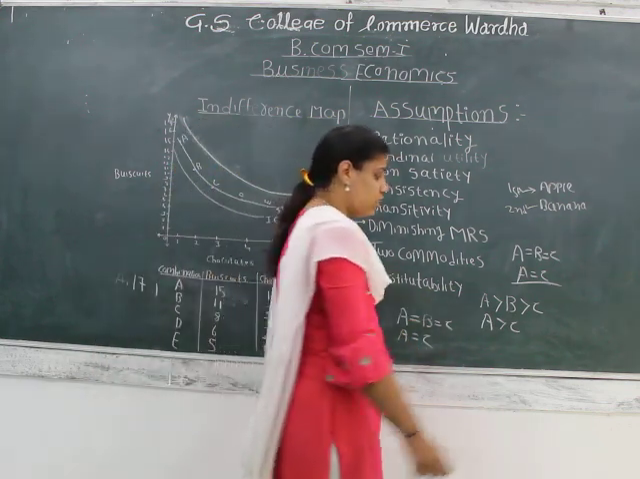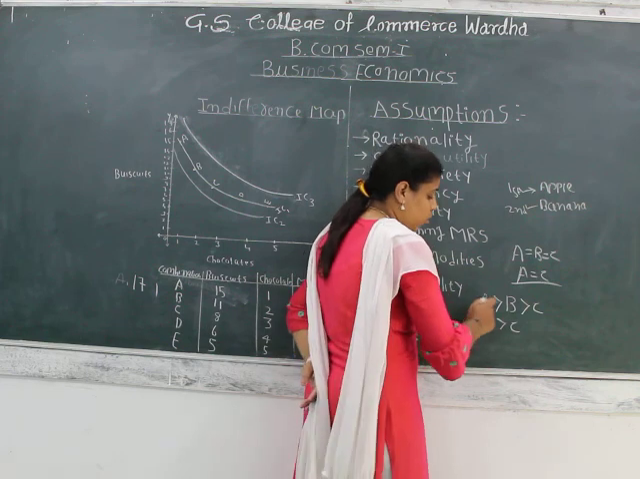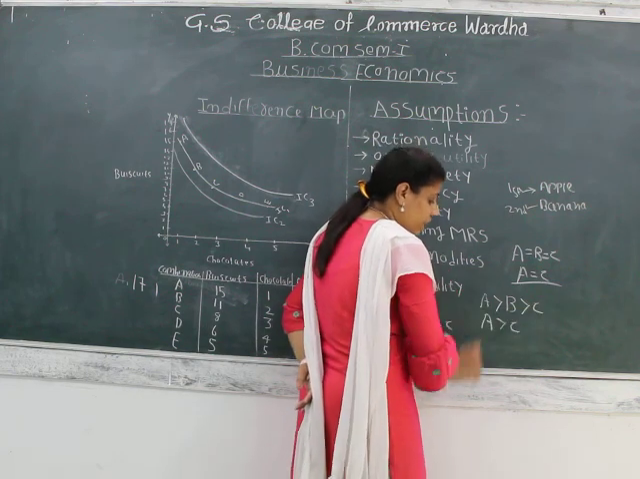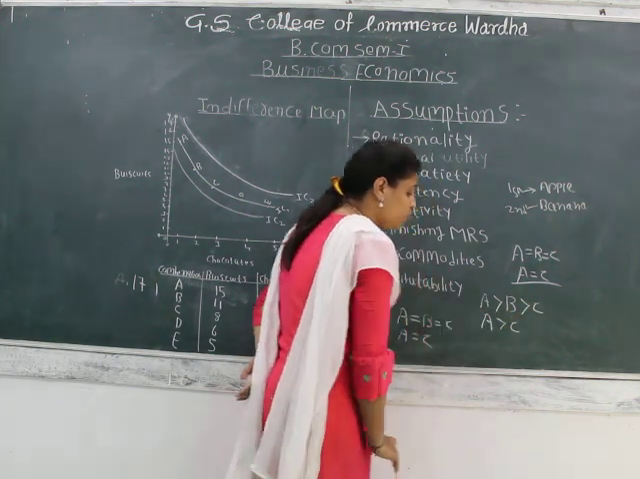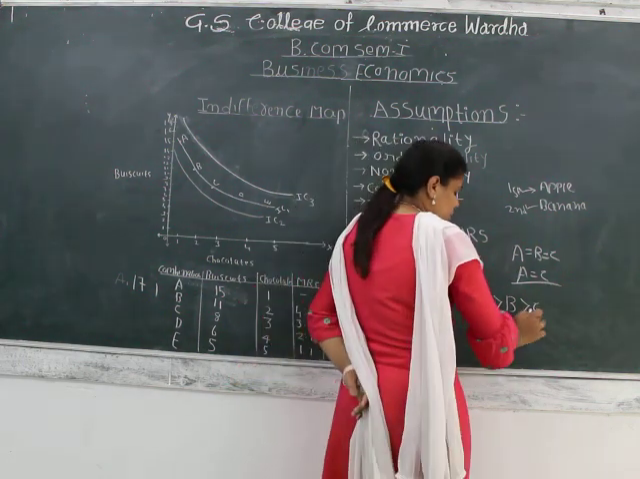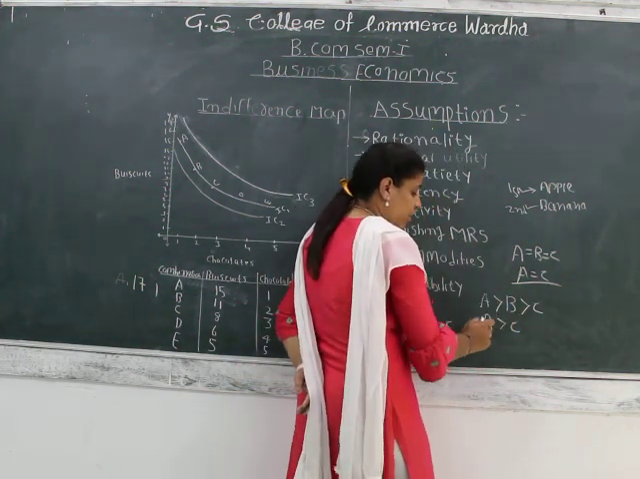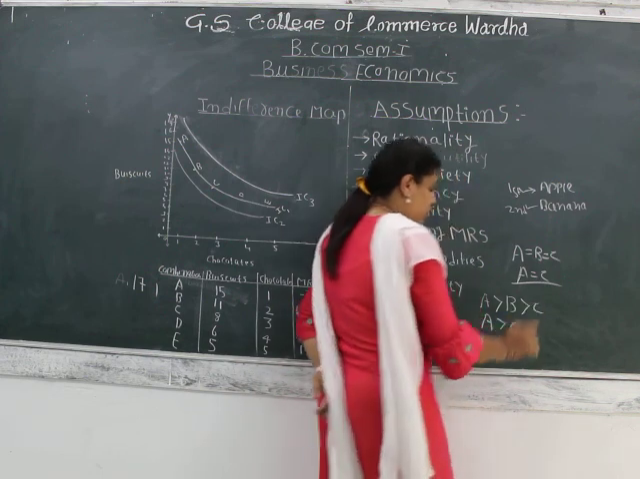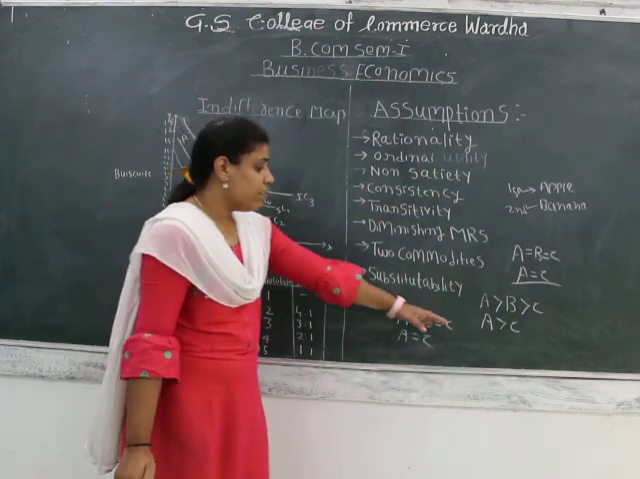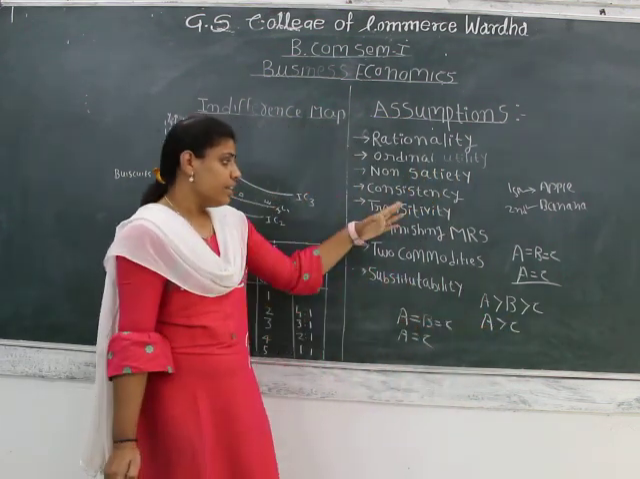Or if the consumer is preferring A over B and B over C, then definitely when there is time to choose between A and C, the consumer will prefer combination A over combination C. So the indifference curve is based on this assumption of transitivity.